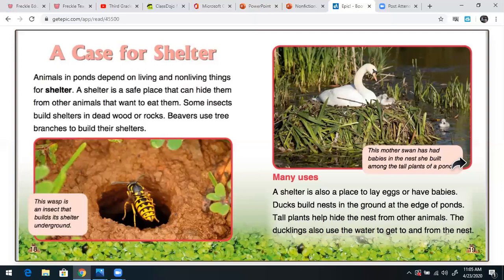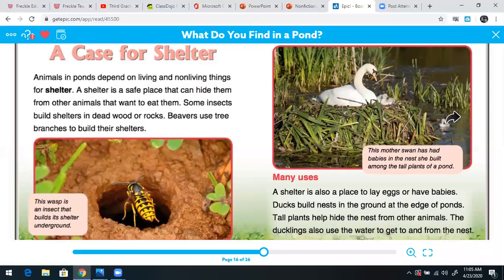Many uses. A shelter is also a place to lay eggs or have babies. Ducks build nests in the ground at the edge of a pond. Tall plants help hide the nest from other animals. The ducklings also use the water to get to and from the nest.